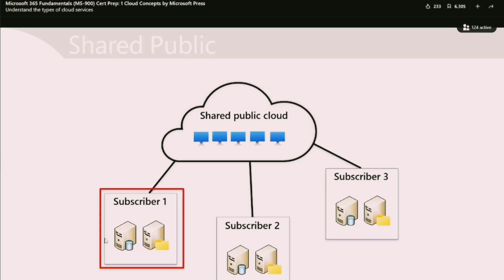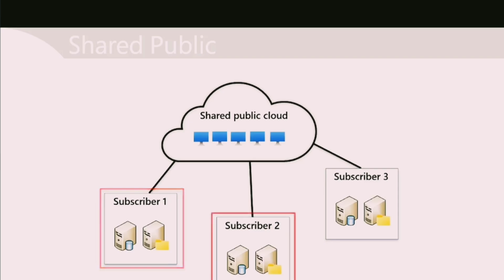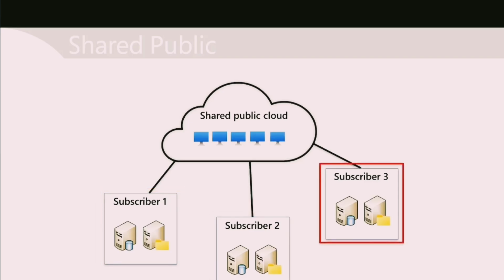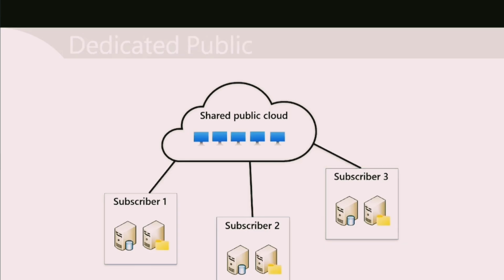So each subscriber is allocated a proportion of the resource available. So subscriber 1, subscriber 2, and subscriber 3. There's no separation between which subscriber accesses which particular resources. They're all shared. That's not to say there's no security separation. It's merely to say that there's no differentiation that subscriber 1 or 2 or 3 has particular collections of resources. Whereas in a dedicated public environment, certain resources are made available for, in this case, subscriber 1, whilst subscriber 2 and subscriber 3 just use resources from the common pool of available resources.